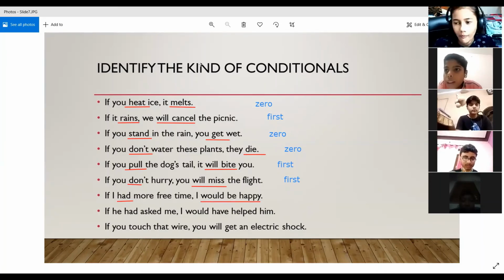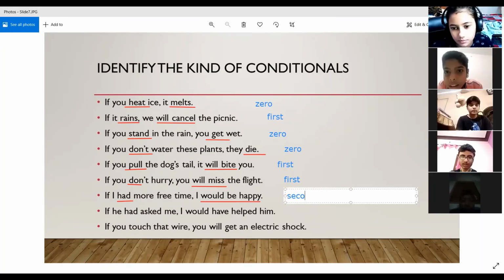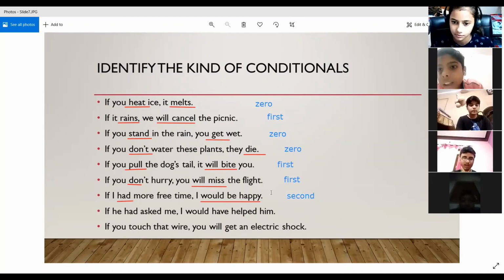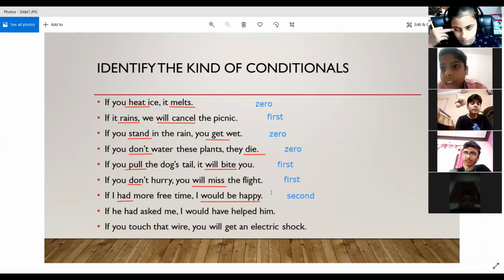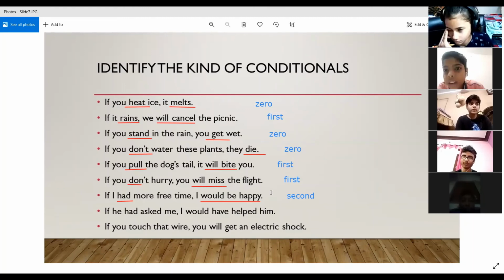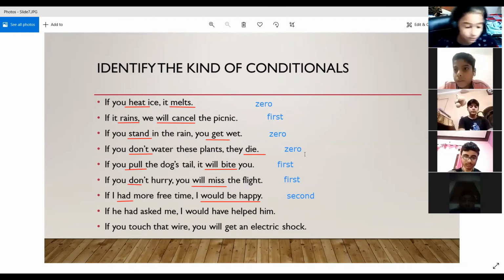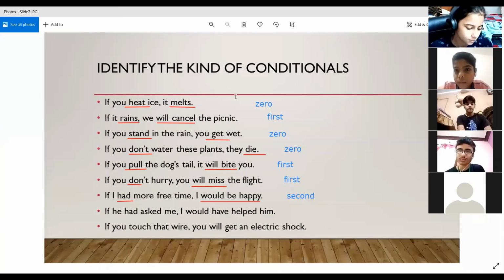Sir, if he will have some free time, then which conditional clause will it be, sir? Your voice is cracking a lot. Atulesh, I can't hear anything. Okay, sir. This answer is correct. I am muting you for now because I couldn't hear any word that you said.